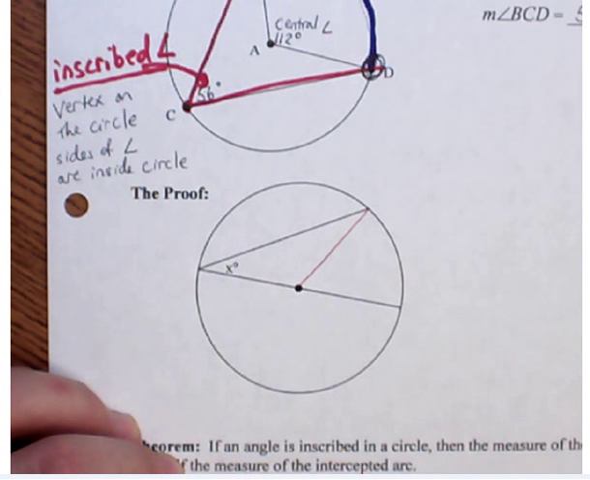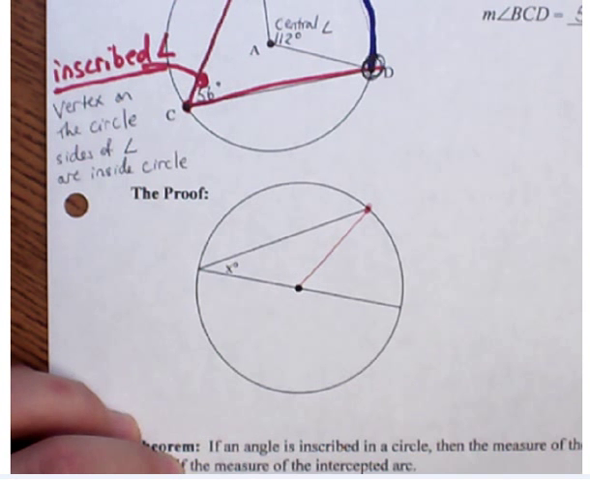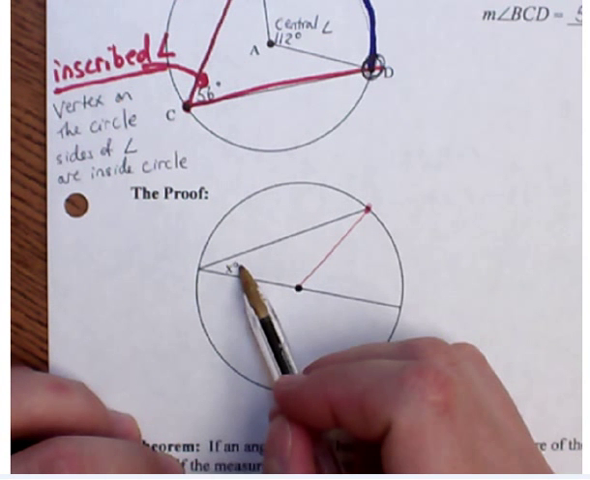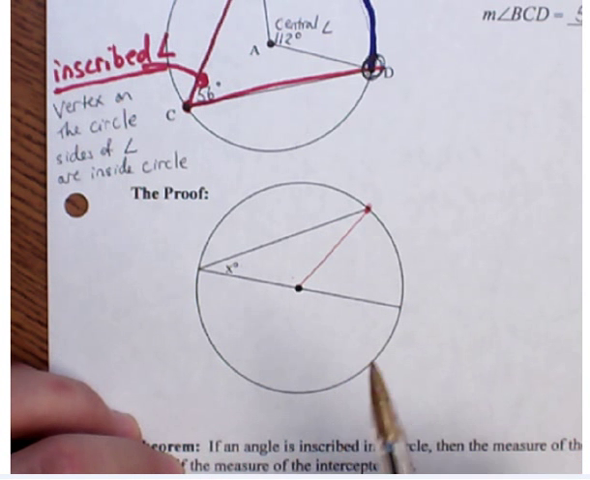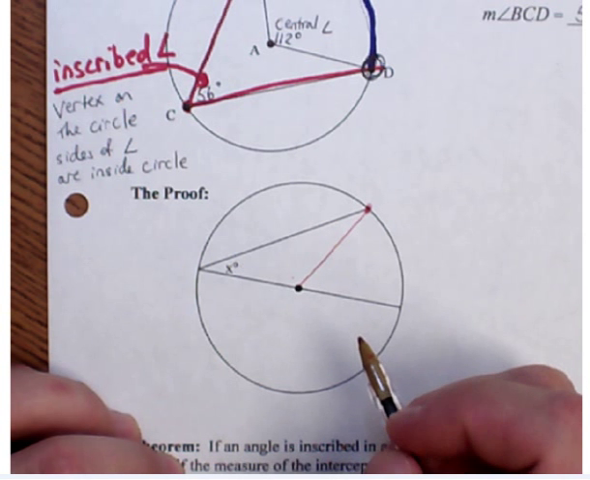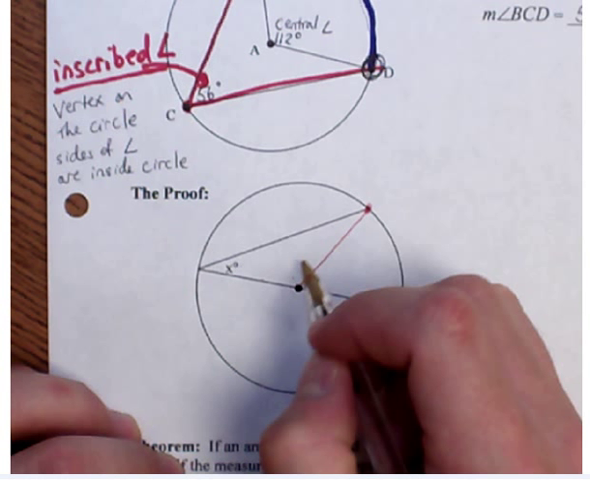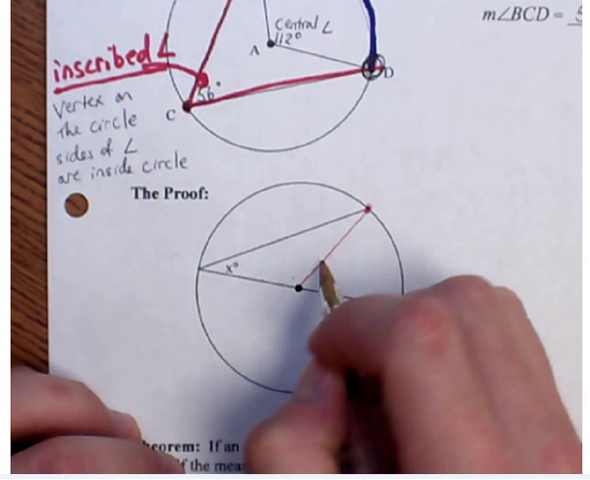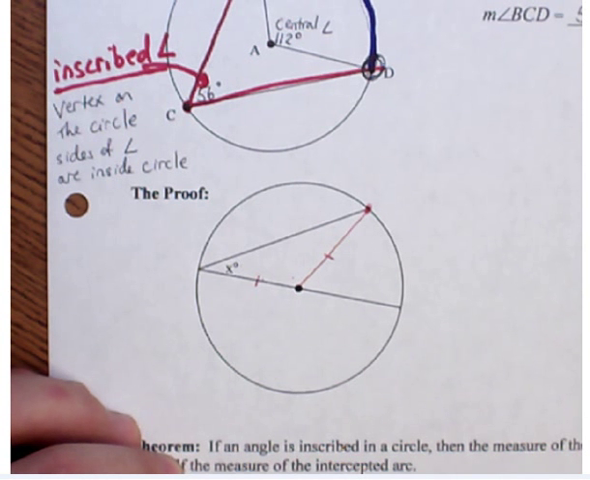Here, I'm going to connect the center to this point right here on the circle. And what that does is that gives me this triangle here. Not only does it give me a triangle, but it also gives me a very special kind of triangle. Because one thing that you always know is that in a circle, all of the radii have to be congruent. So this radius here and this radius here, those are equal.